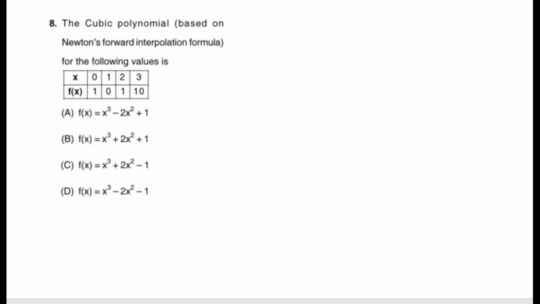What we have in this question is the cubic polynomial based on the Newton forward interpolation formula for the following table. I'm going to write this table vertically to find delta y, delta square y to apply in the formula. So the x values we have are 0, 1, 2, 3, and f of x, I can write it as f of x or I can write it as y, anything is fine. It will be 1, 0, 1 and 10.